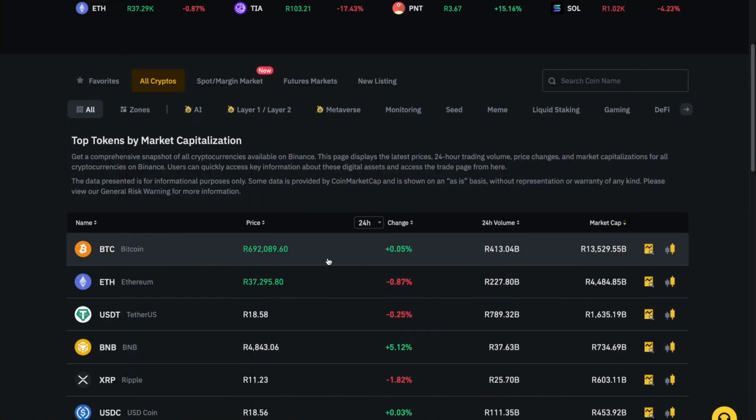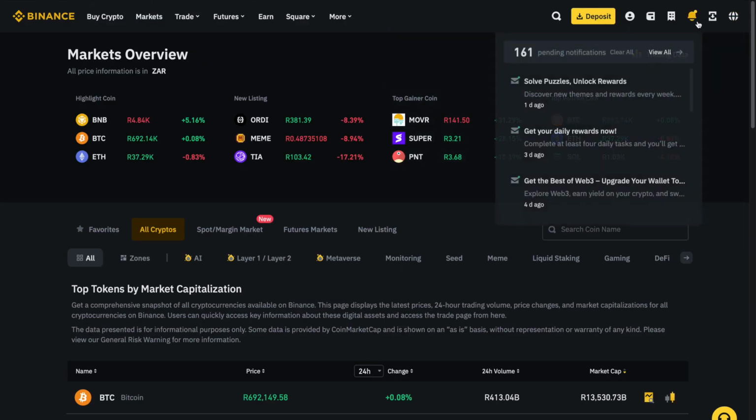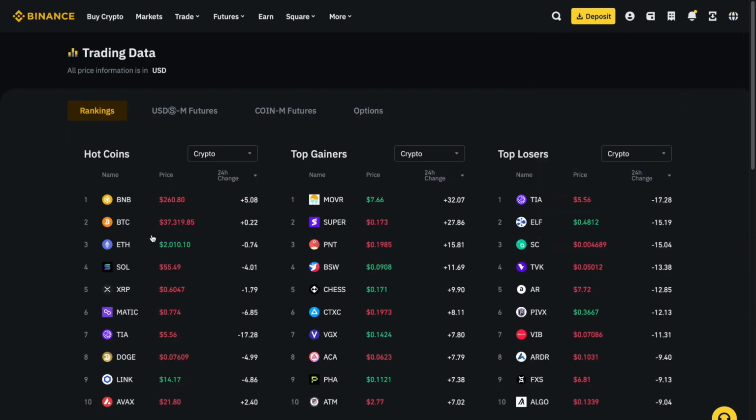So right now we are looking at the market dashboard, and this is the price of Bitcoin in South African rand, but I'm going to have to change it because we have a lot of people from outside. So in this case we're going to use USD, this one right here. All right, so right now we have prices in USD, and this is the price of Bitcoin right now as I'm recording this video.